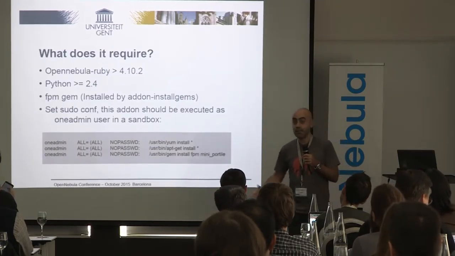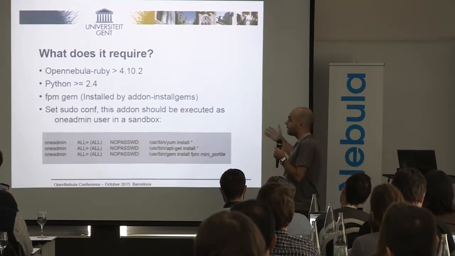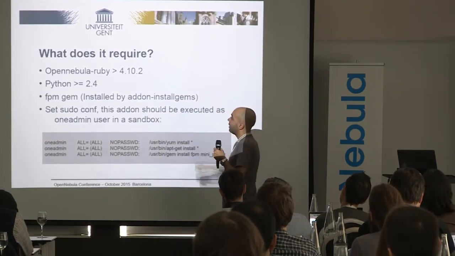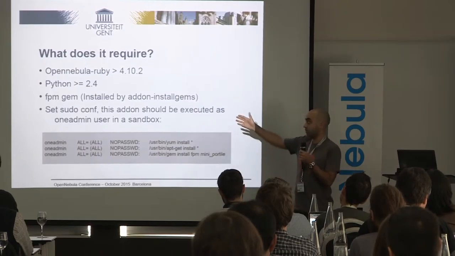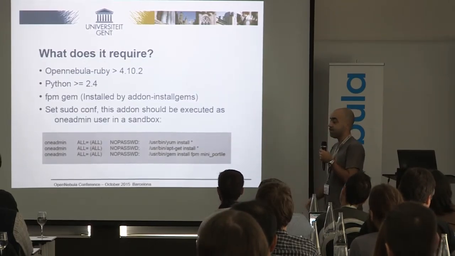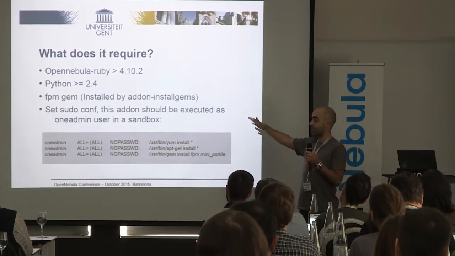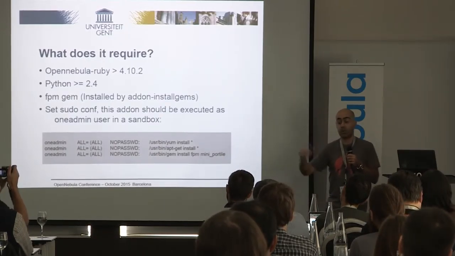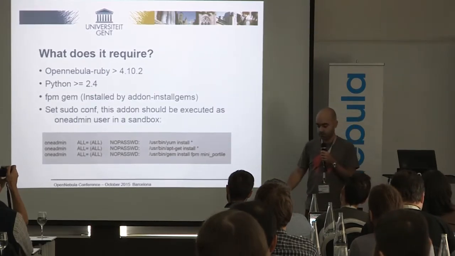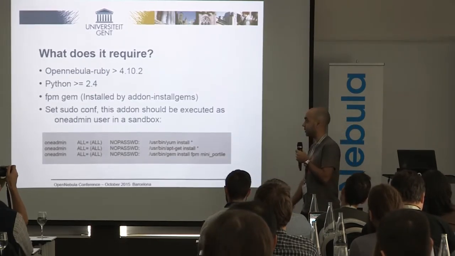Basically, it's a dry run. The Python script only requires the OpenNebula Ruby package. It also installs the FPM gem. FPM generates the RPMs or the deb packages with the list that is included in the Installgems script.